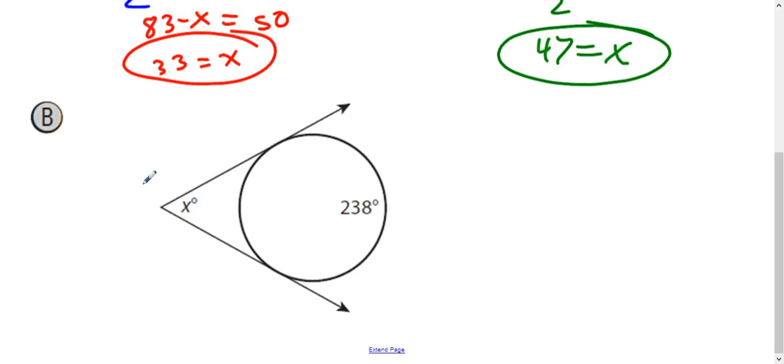So here we have two tangents. That's the one I told you had two equations for. You could set it up a couple of different ways. But we only know that this big arc here is 238. So if we go the shorter way, altogether that makes a full circle, 360. So 360 minus 238. This inner arc is 122.